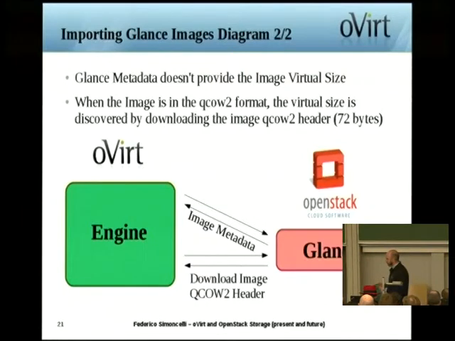This is needed for the internal representation that we keep of the disk inside the engine. So we also need this information. And at the moment, what we do is we go and download the initial part of the image, and we discover the QCOW header, and we peek for the virtual size of the disk.